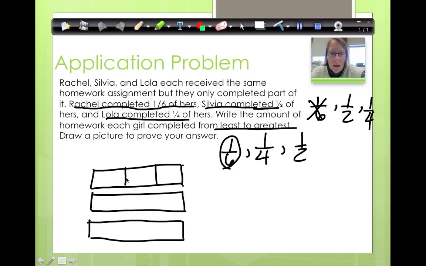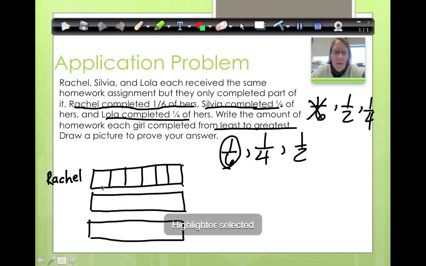So between here and here, I cut this area in half. Between here and here, I cut this area in half. Between here and here, I cut this area in half, and that helps me make my fractions just a little bit more accurate. Okay, so who had 1/6? Rachel. So we need to write Rachel over here. Now, how much did she do? She did 1 of it, so I need to shade in 1.